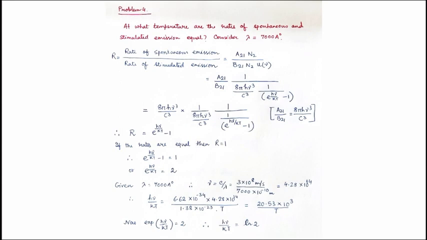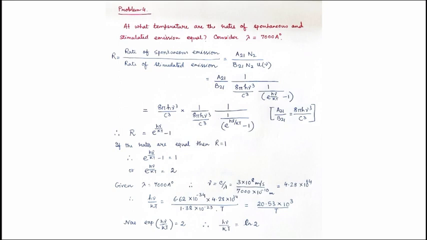So if I put that value here, this 8 pi h nu cube by c cube gets cancelled, and what we are left with is that the ratio of the rate of spontaneous emission to stimulated emission, R, is equal to e to the power h nu by kT minus 1. So this complicated thing gets simplified.